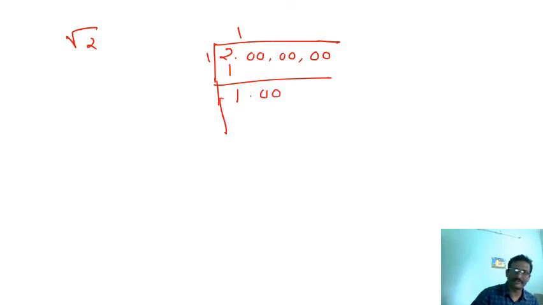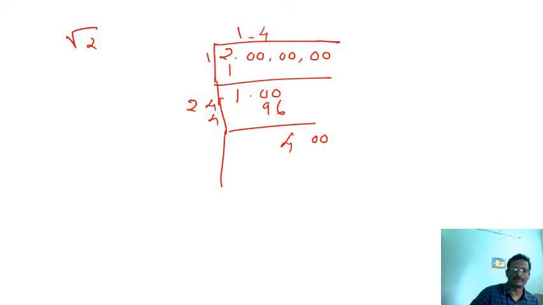So this 1 doubled will be 2. Now whatever you write here, the same thing you write. If 21 means here 1, so maximum here 24 only. You can write 24 into 4 is 96. If you write 5 here, 25 into 5 is 125, which is more than 100, so 24. So here you put 1 point, then 1.4, then 24 into 4 is 96. So what is the balance? 4, so again 2 zeros.